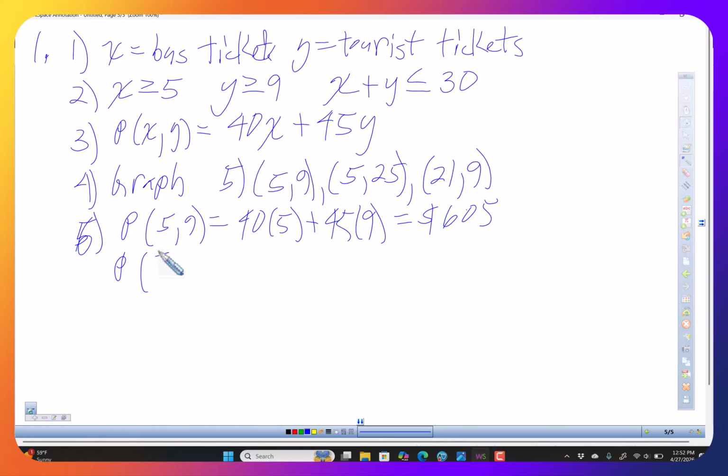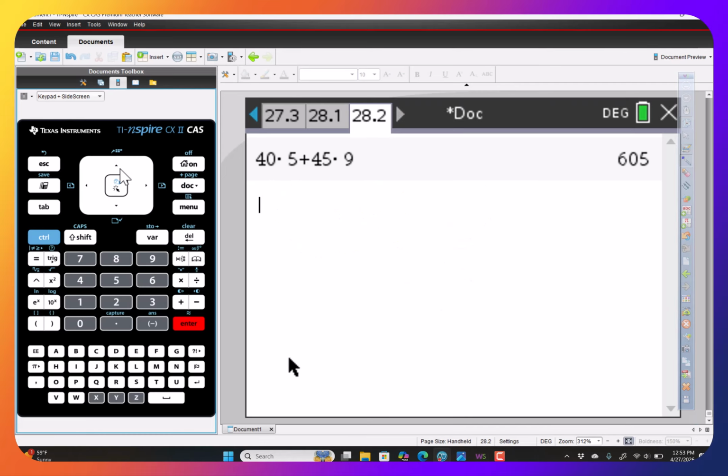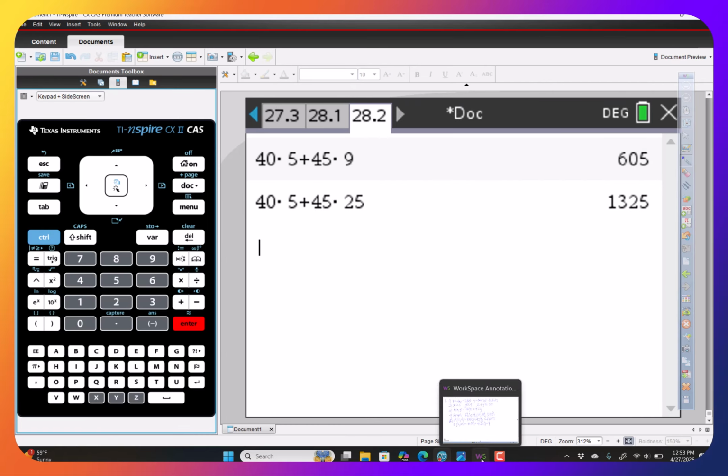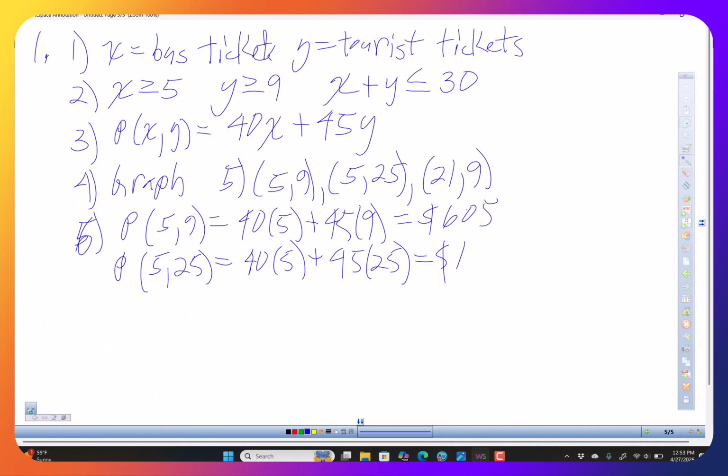Then profit at 5, 25 is going to be 40 times 5 plus 45 times 25. Calculator again, and I can grab that and edit that. So 25, so that gives me 1325.